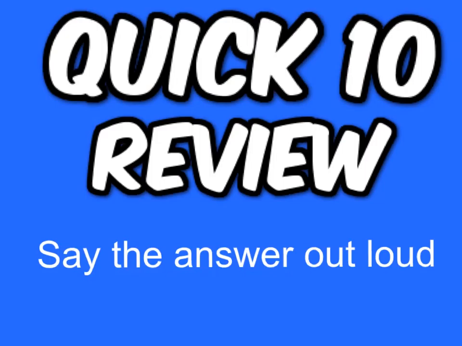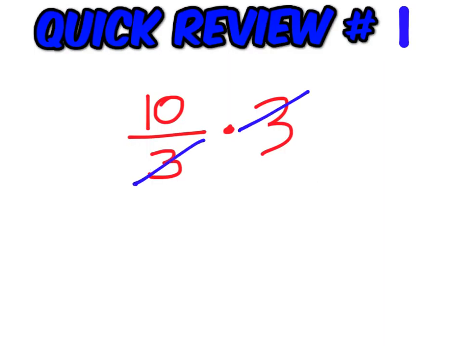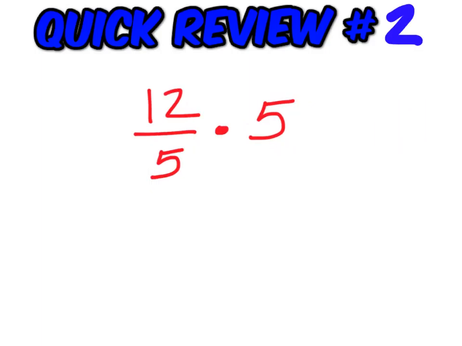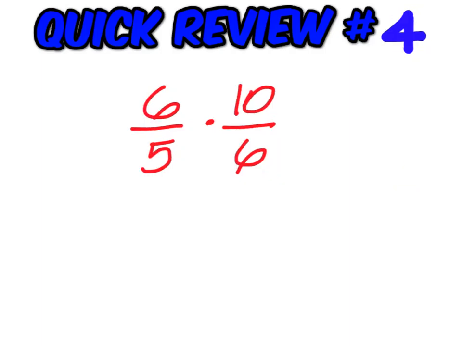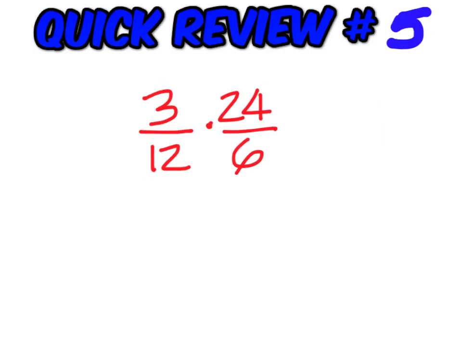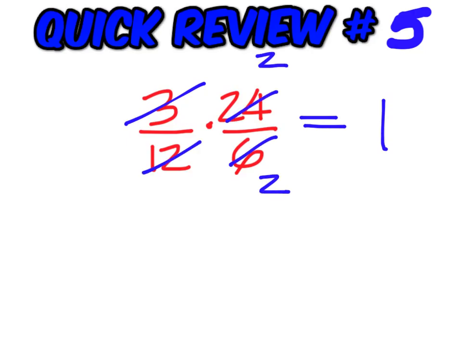Say it out loud. Cancel and get what? 10. 12. 1/2 is right. 2. 1 is right. This cancels to a 2 on the bottom and that to a 2 on the top. 2 over 2 is 1.